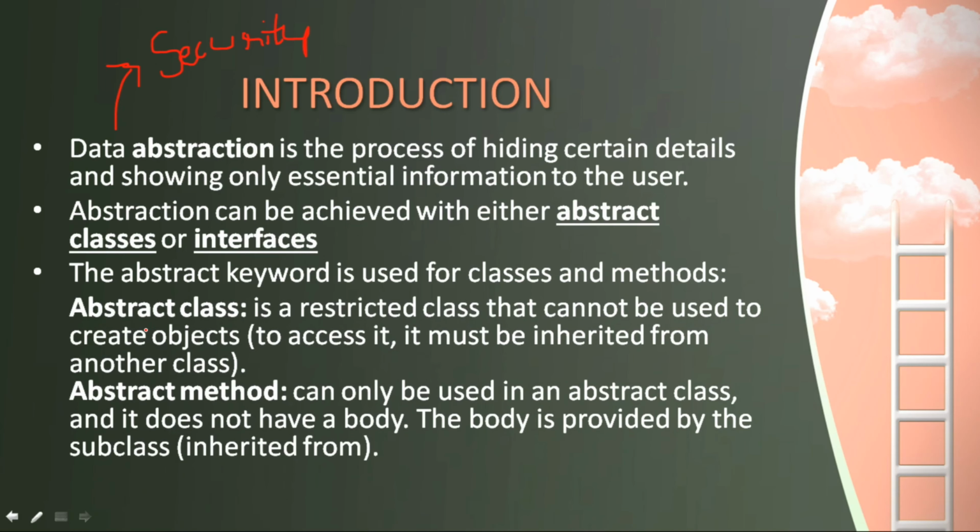Now let us discuss an abstract class. An abstract class is a restricted class that cannot be used to create objects. So this class cannot create objects. To access it, it must be inherited from another class. If a class is an abstract class, that class doesn't contain any objects. So how can we create objects?